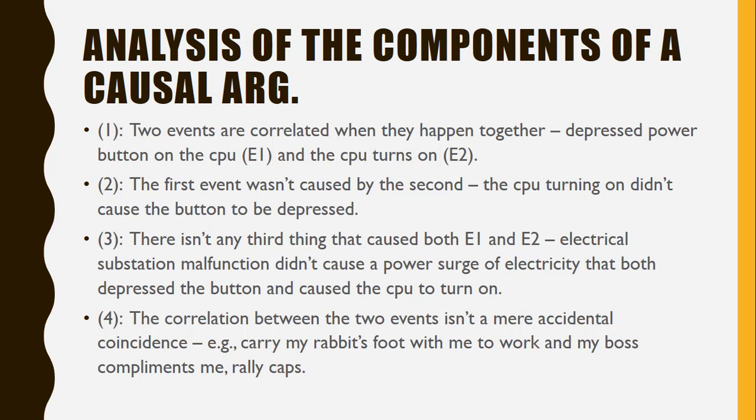The depressed power button on the computer, that's event E1, and the computer turning on or being on, that's the second event, E2. E1 and E2 are correlated. They tend to co-occur. Second premise: the first event wasn't caused by the second. Once again, this is trying to establish that, well, they're correlated, so E1 could cause E2, or it could be the case that E2 causes E1. The second premise tries to establish that one of those directions of causation is not true, and this is something that needs to be established.